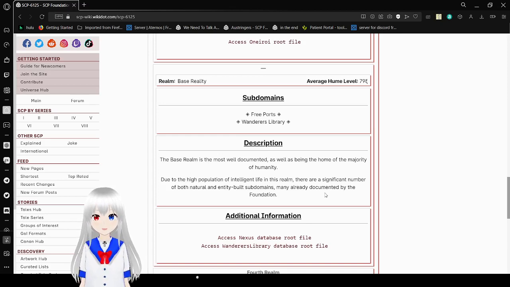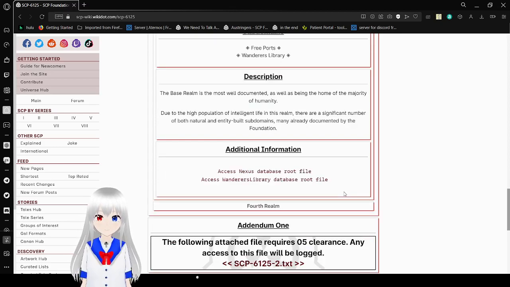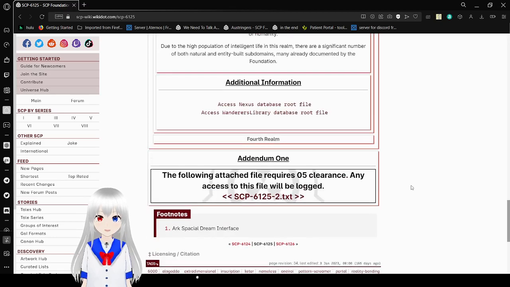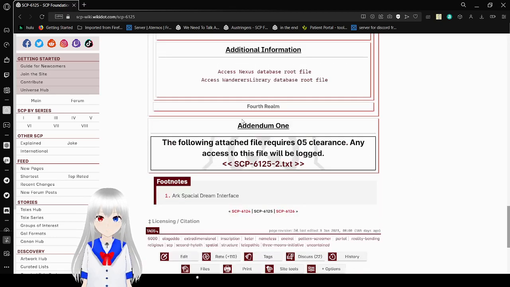Due to the high population of intelligent life in this realm, there are a significant number of both natural and entity-built subdomains, many already documented by the Foundation. We will read a bit more about the Nexus database at another time.